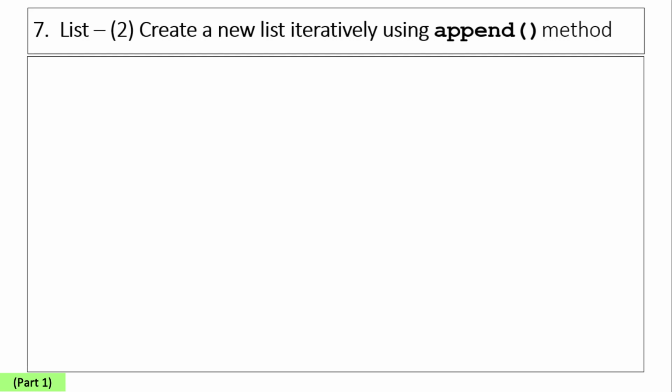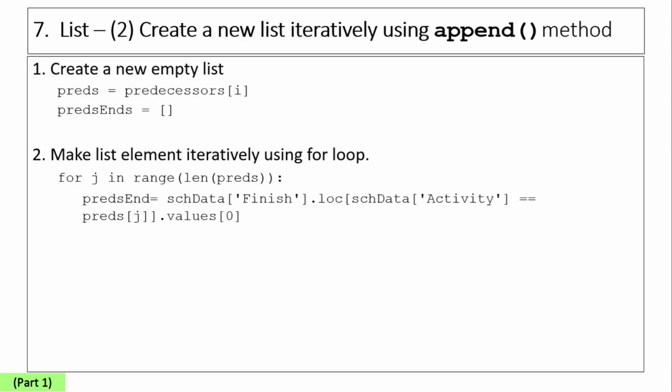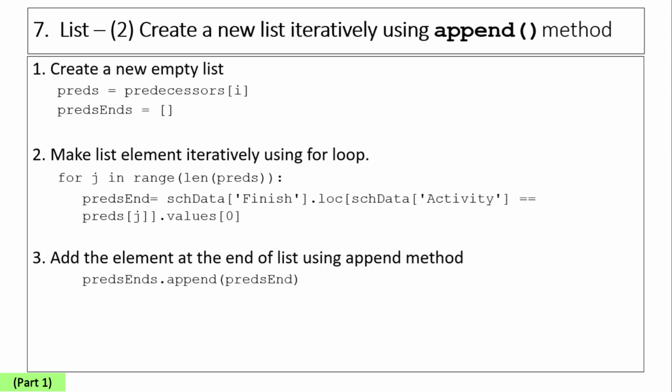Create a new list iteratively using the append method. Create a new empty list with blank square brackets. Make list elements iteratively using a for loop. Add the element at the end of the new list by appending the list element created.